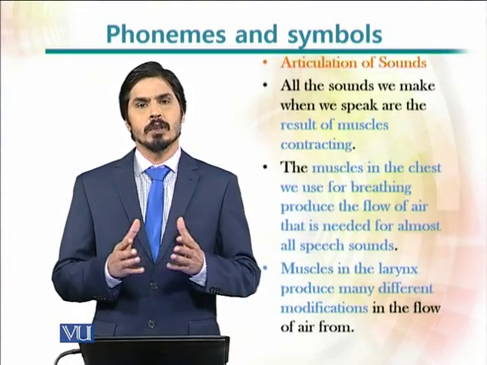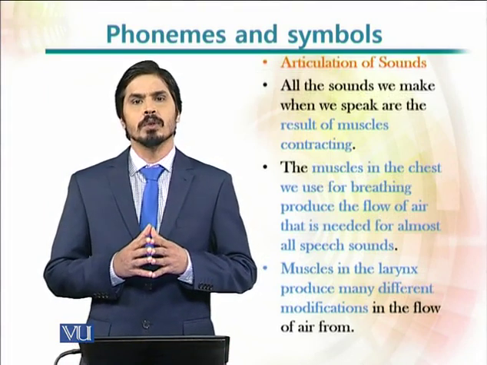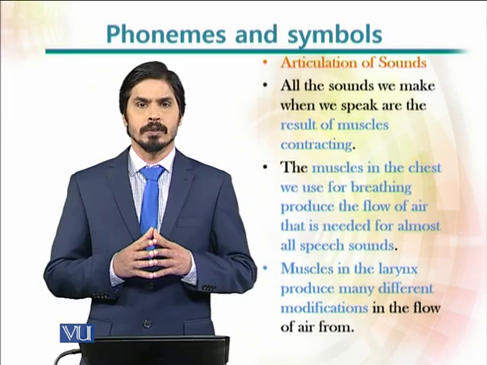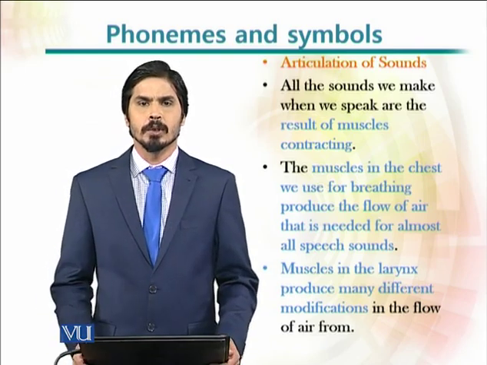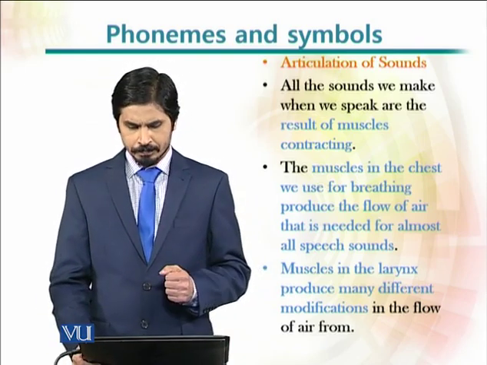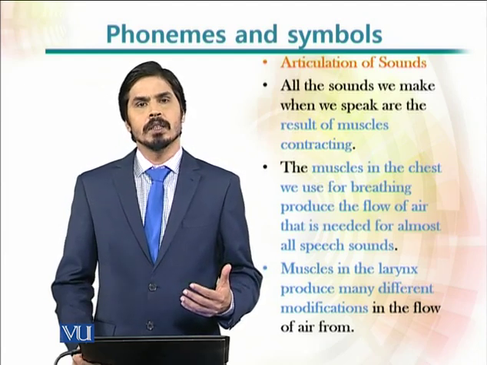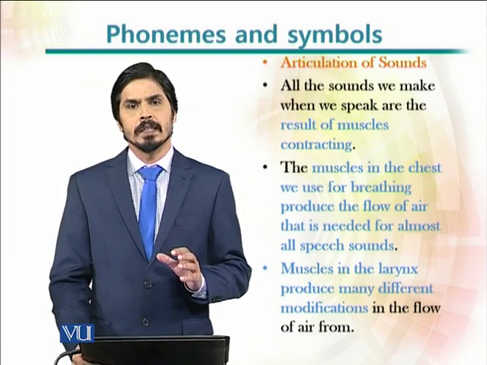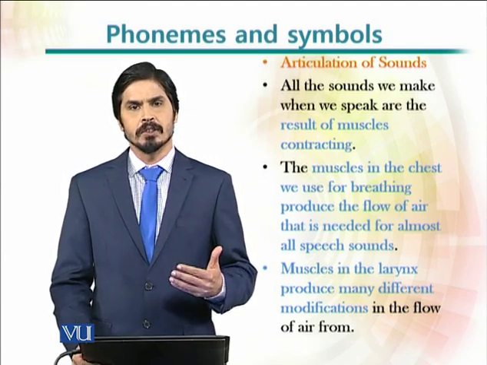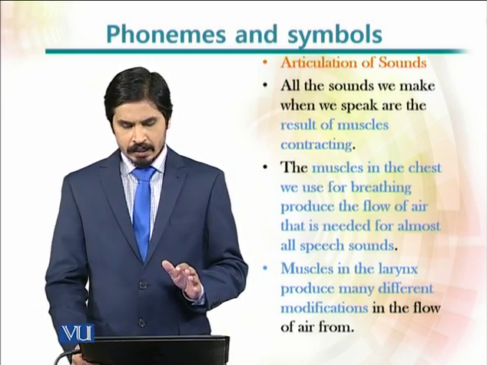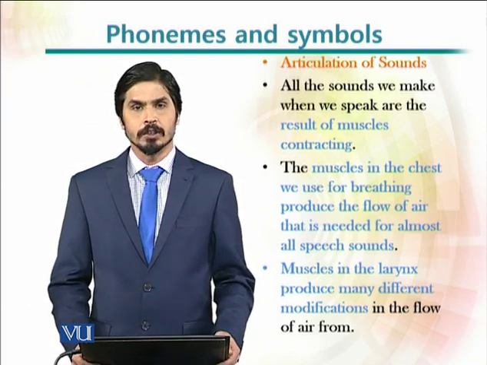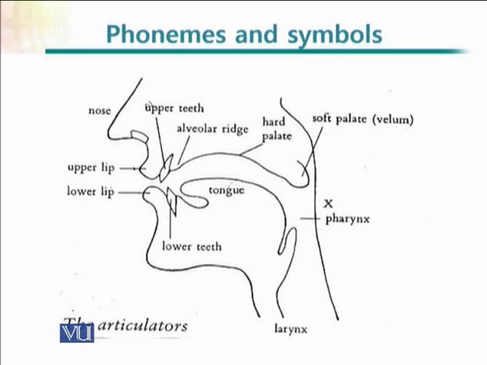Articulation of sounds is another important area which we need to understand in order to understand the phonetics of the English language. There are various organs of the human body which are involved in the articulation of sounds. We know that there are various muscles which are involved in the production of sounds. When these muscles contract, they produce sounds. Muscles in the chest are used for breathing, and they are also used for making various speech sounds. This picture in front of you explains the various organs of the human body which are involved in the production or articulation of human sounds.